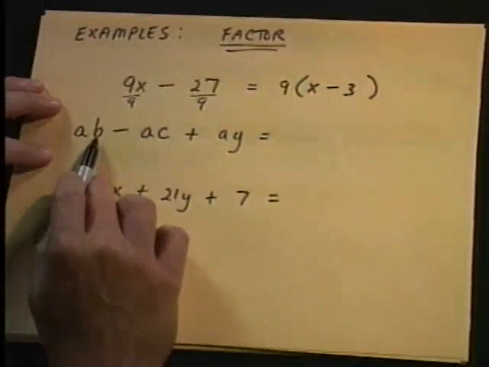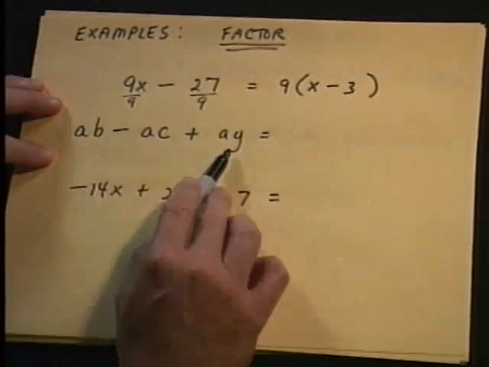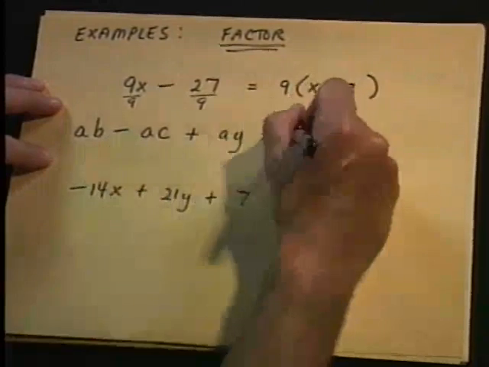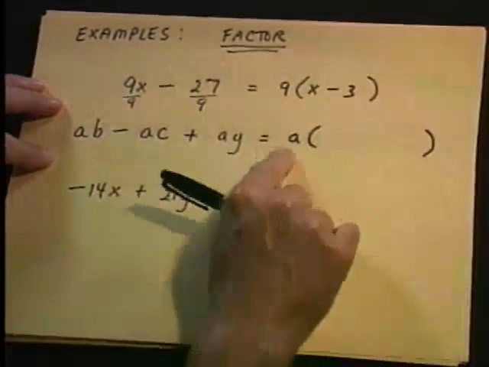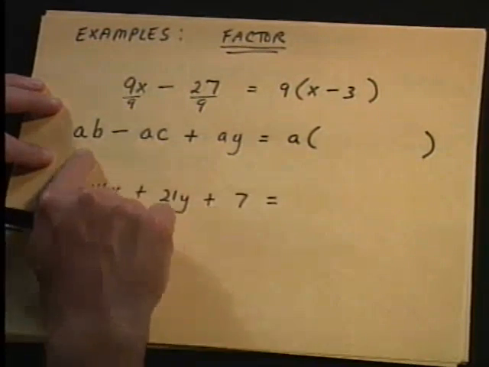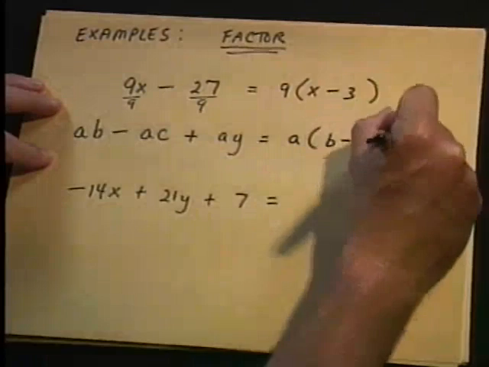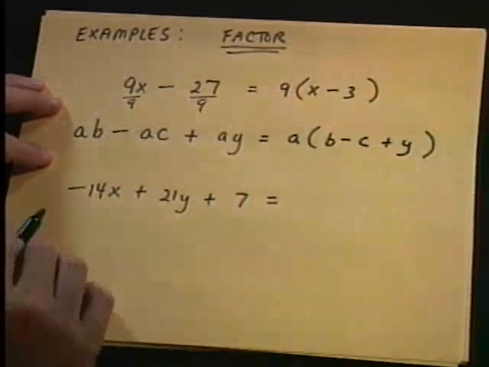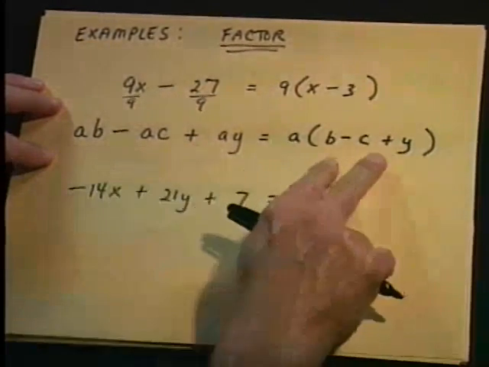The next example, AB minus AC plus AY. I think everyone can see there's a common A there, which, if you work hard in the course, is the final grade we're after, except capital A on that report card. And that gives us B minus C plus Y. Notice my signs in here are not changing or deviating.